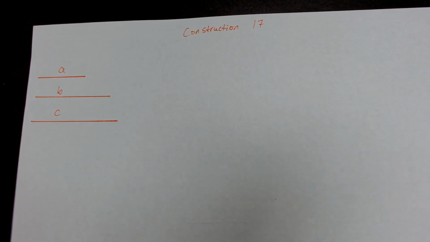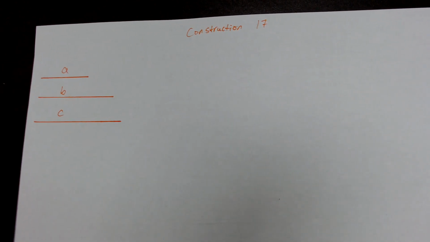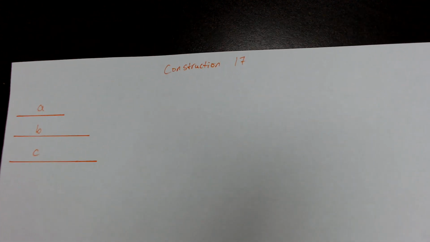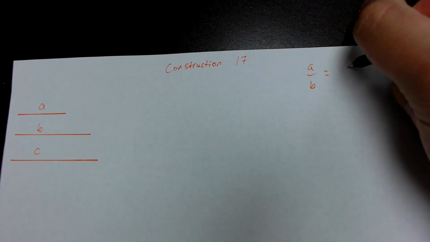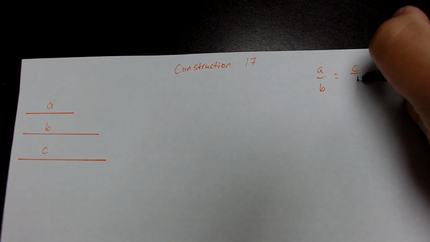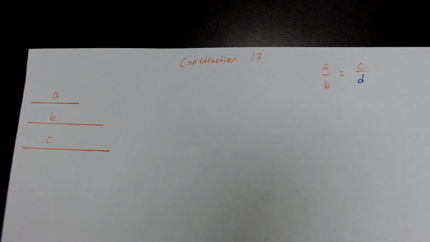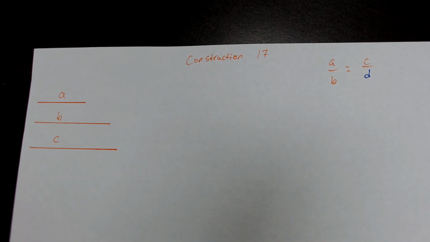Rebecca Geometry, Construction 17. So Construction 17 is to construct a fourth proportional when you are given the first three lines. So visually, so we can get a hold of what we're doing here. If you remember, a fourth proportional looks like this. We have A is to B as C is to D. And I'll be marking the fourth proportional in blue so that way we can tell the difference. These are our given lines A, B, and C, and we're going to be doing this geometrically.